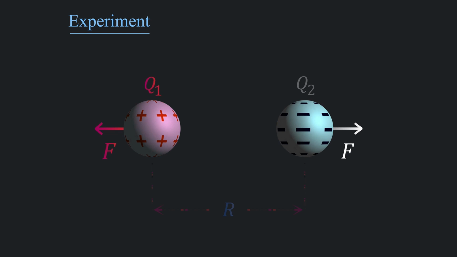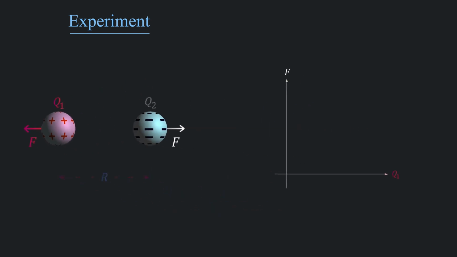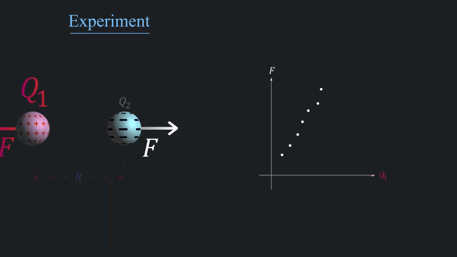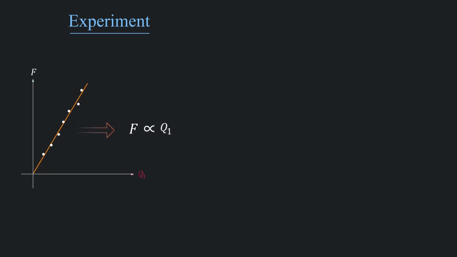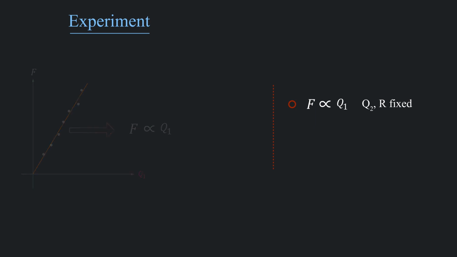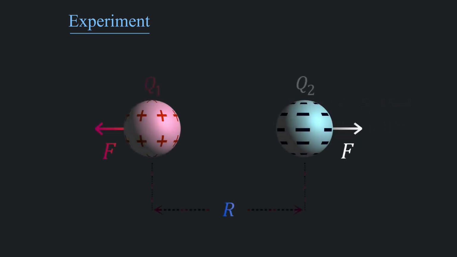According to Coulomb's experiment, if Q1 is raised or lowered by a specific multiple, the force will also rise or fall by the same amount, which essentially implies that the relationship between the force and Q1 is linear. Mathematically, this relationship is denoted as F is proportional to Q1 when Q2 and r are fixed. Due to symmetry, Q2 will follow the same relation as Q1, which is F is proportional to Q2 when Q1 and r are fixed. Now let's move to the distance r.